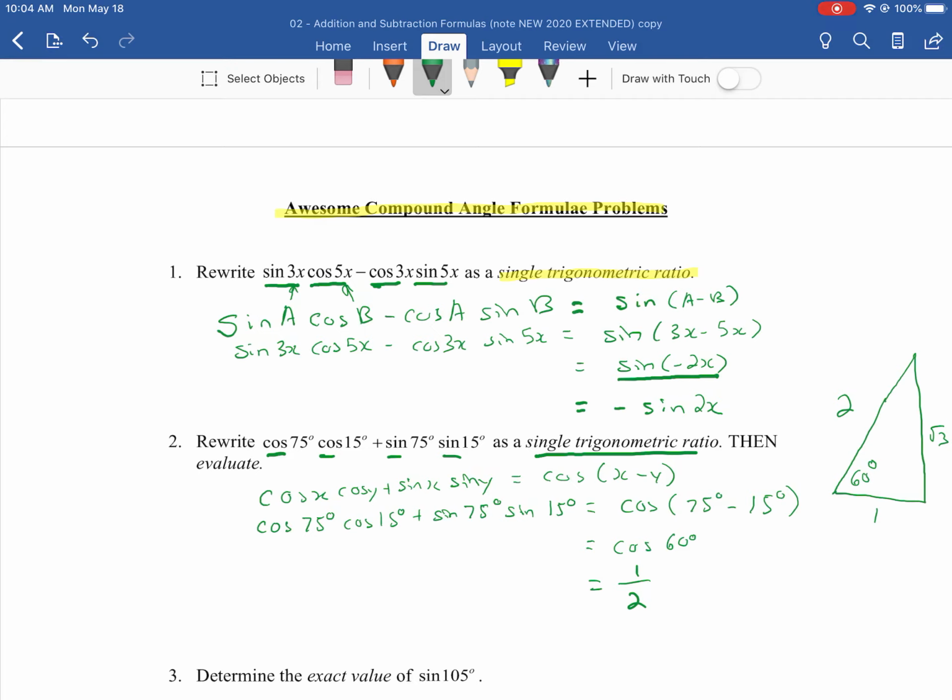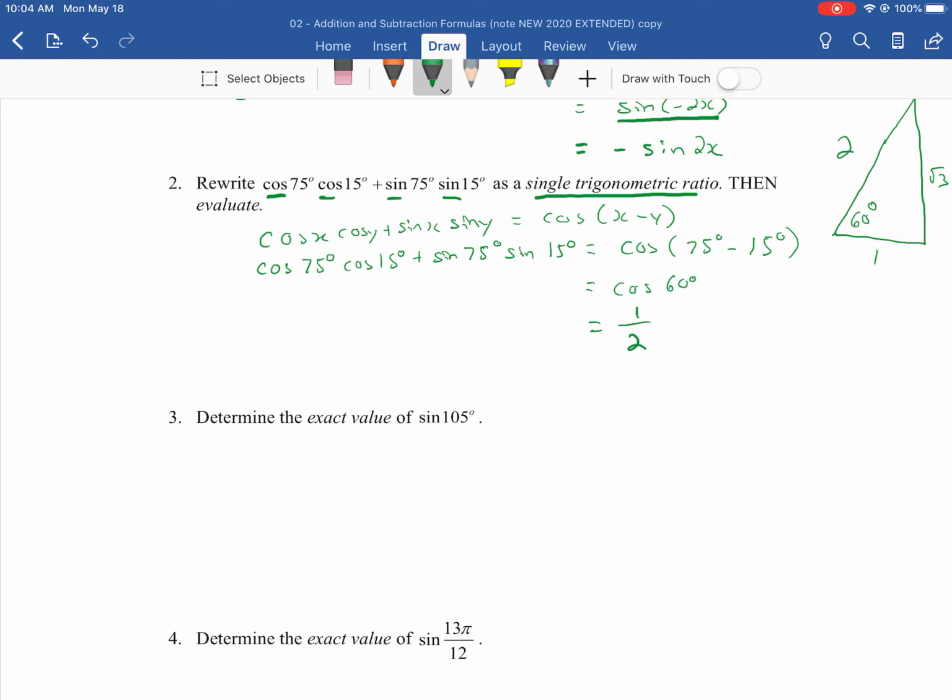Okay. Next question. This one says determine the exact value of sine 105. Now, the thing about sine 105, and I've drawn the first special triangle, so I'm going to draw the second one up here, because I'm going to need it in this question, is sine 105 is not on a special triangle, and drawing it on the axis is going to develop into a related acute angle of 75, which isn't very helpful, because it's not on special triangles.